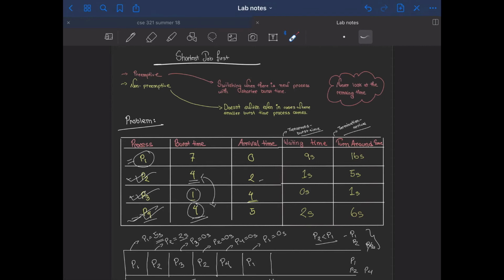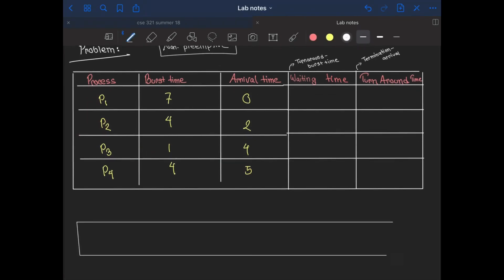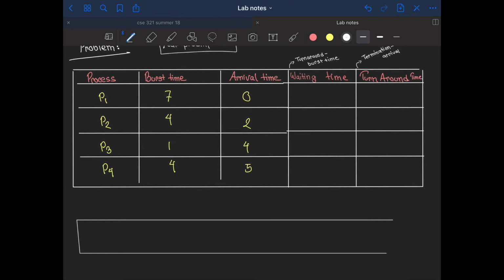And let's just look into the non-preemptive version of it, which is much easier than this. So now we'd be looking into the non-preemptive version of shortest job first, and we have the same problem here. So let's just get into it. So remember, non-preemptive is when we do not switch even when there is a new process with a smaller burst time. So similarly, P1 at the 0th second, it gets the CPU instantly. It works for 2 seconds.